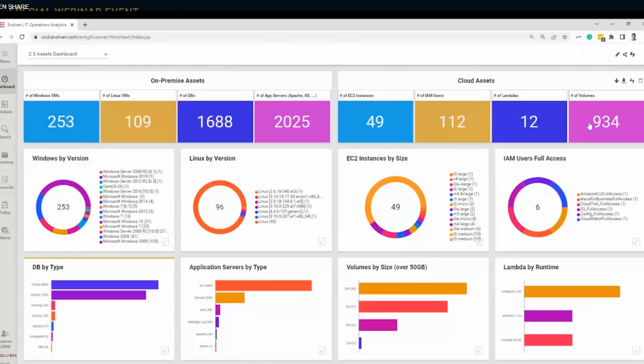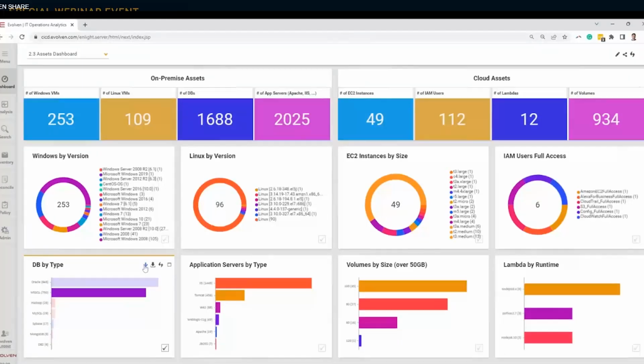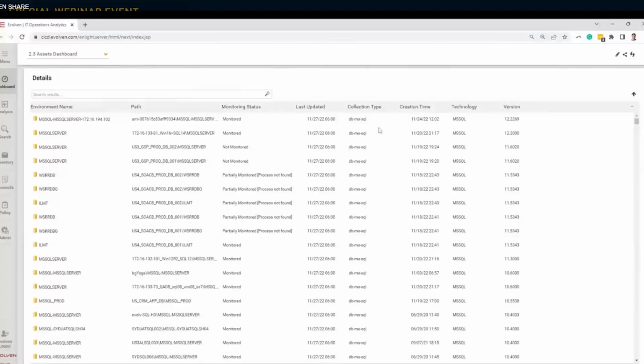And we can go down and see what versions of Windows and Linux we're running here, what types of database and application servers are there, what sizes and types of EC2 instances we have, which IAM users with full access we have here, what kind of Lambdas, what kind of runtime technologies are used, like Node.js or Python, and so on. And if you want to see the details, okay, I have 750 Microsoft SQL databases, so I can jump and see the databases: what the versions are, when these assets were created and updated, what the names of these database servers are, where they are running, and so on.